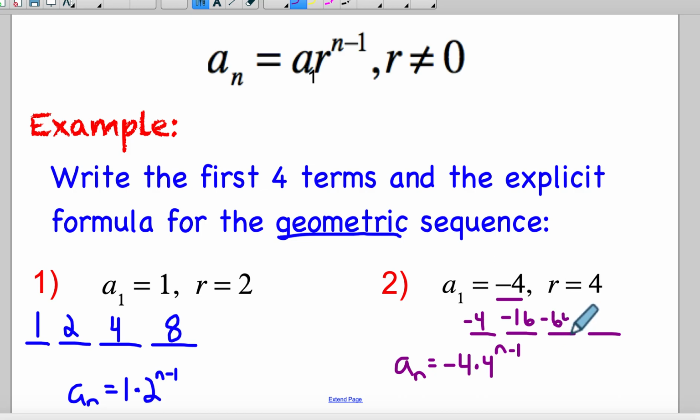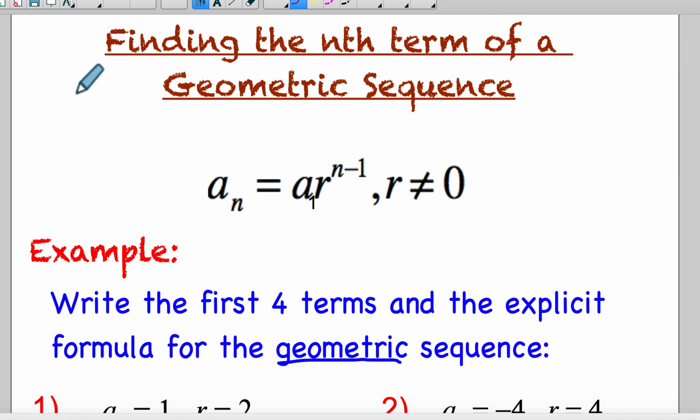But keep in mind, I could just keep multiplying here. Like this times 4 is this. This times 4 is this. This one times 4 is going to be negative 256. So again, there's 2 ways to get there. You can just keep multiplying by 4 until you fill in the next one, or you could actually plug in whatever term number you want for n and fill it out that way. But it's up to you guys. They both will get you to the right answer.